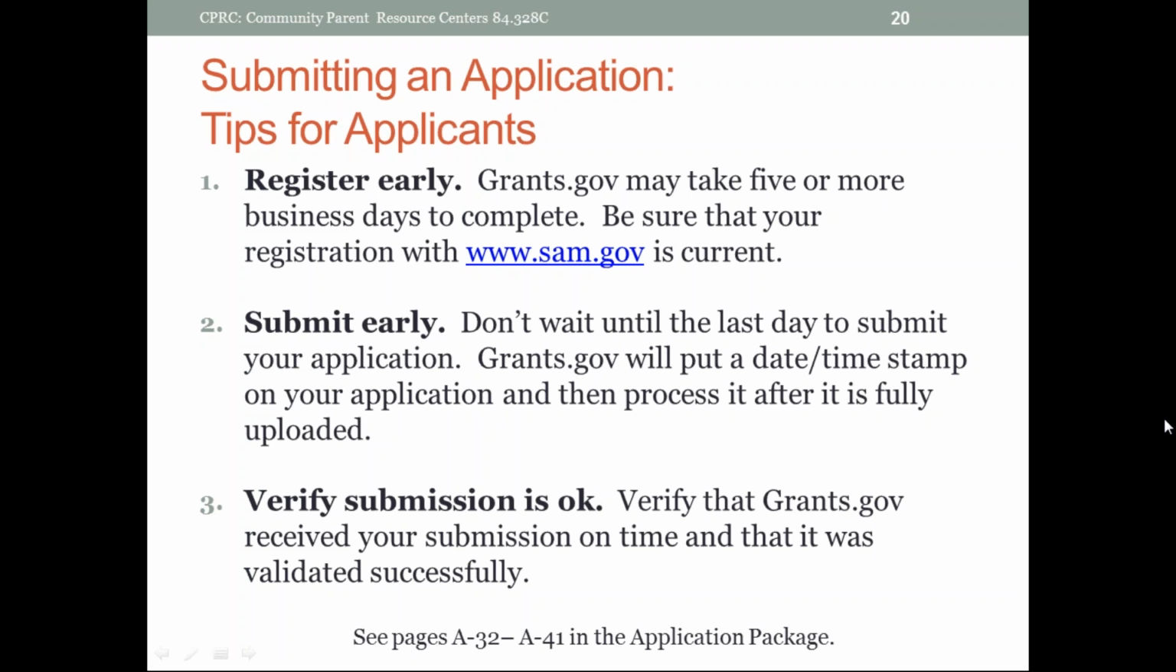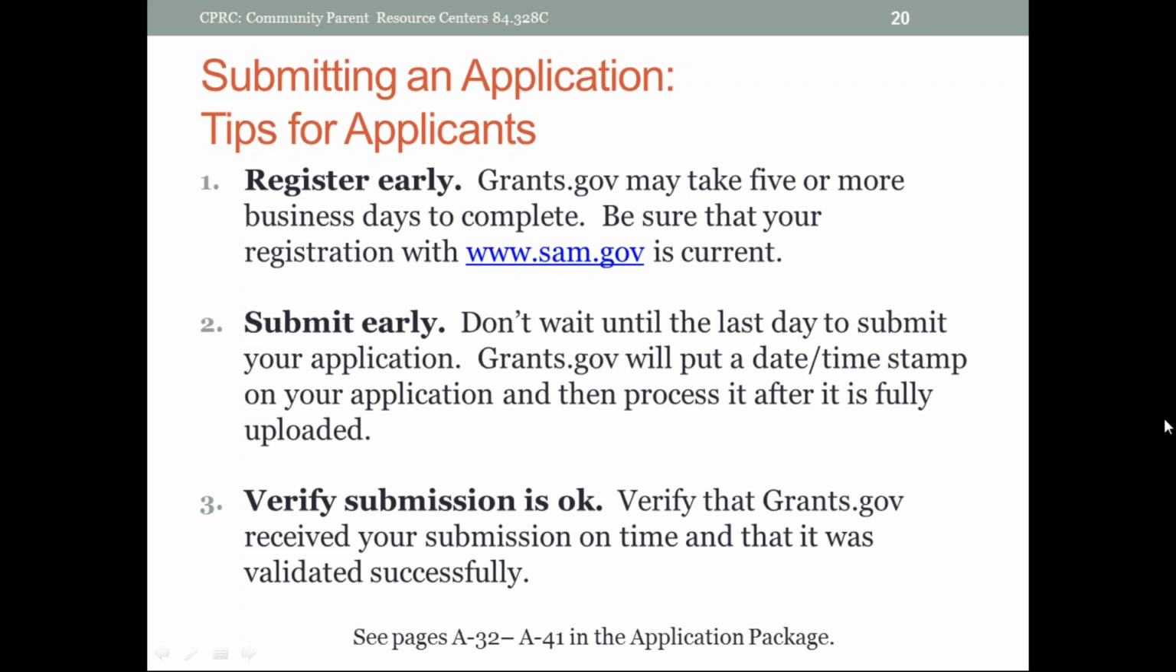You may start submitting with different parts of it to make sure you can get into the system. You don't have to do it all in one fell swoop, but make sure that you try to submit early. So should you encounter any problems, you have an opportunity to call the grants.gov help desk and get some support and take care of it.